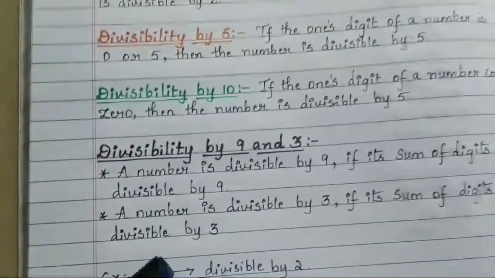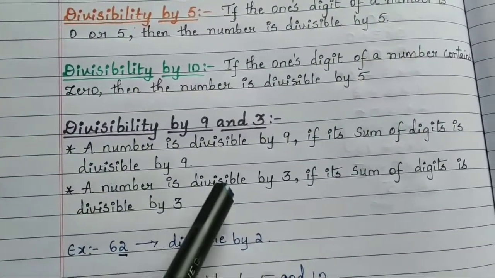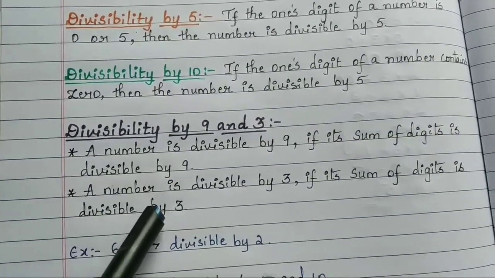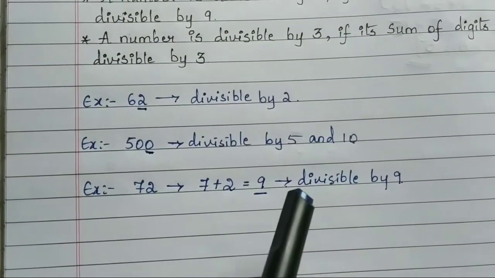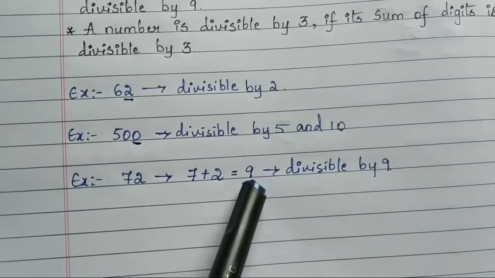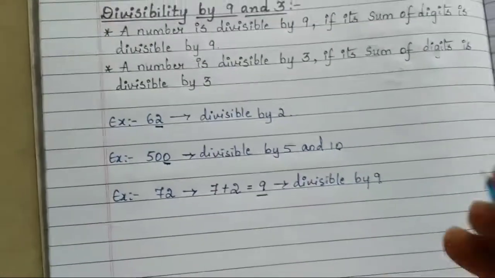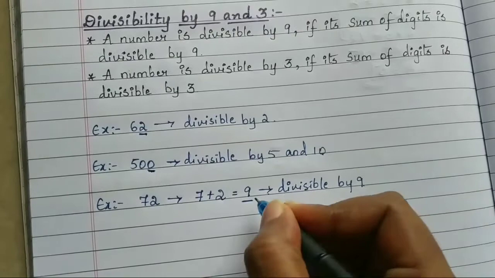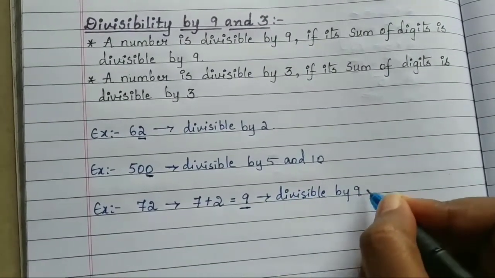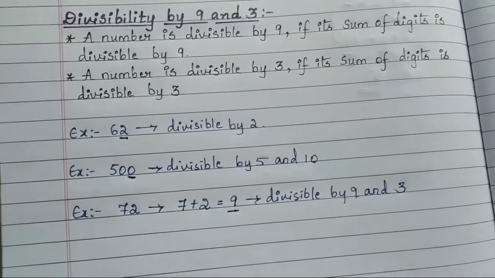Okay. Similarly, we will see divisibility by 3. A number is divisible by 3 if its sum of digits is divisible by 3. So the similar example we will consider, that is 7 plus 2, we will get 9. Whether this 9 is divisible by 3? Yes, of course, it is again divisible by 3. So we can write divisible by 9 and also divisible by 3.